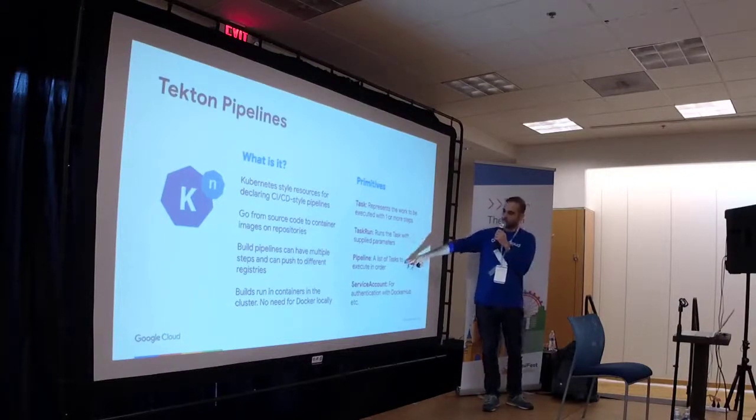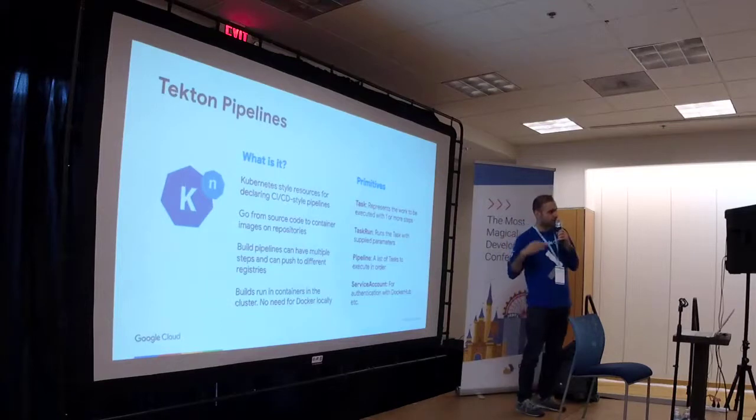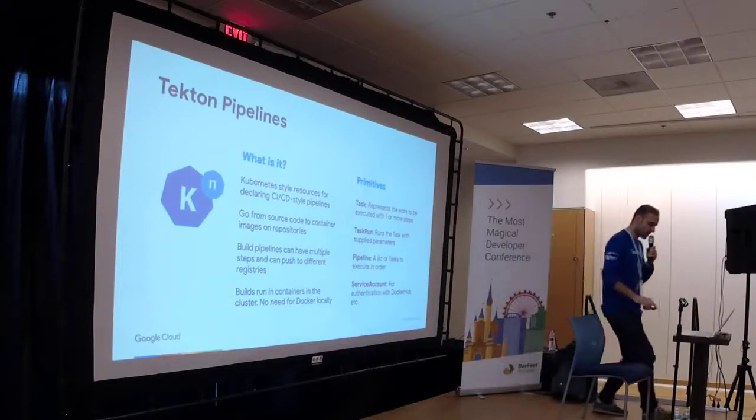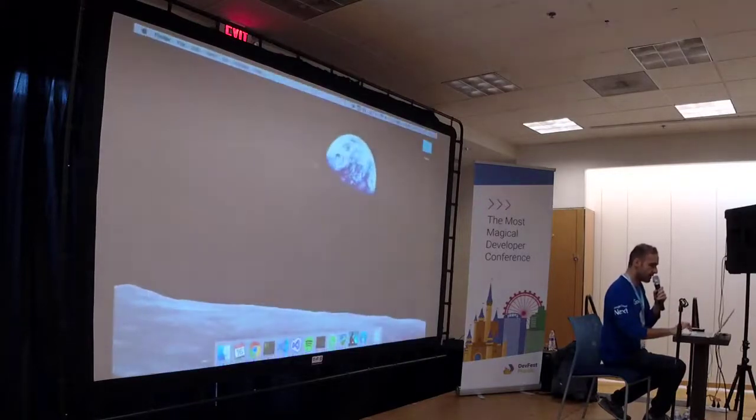Then you create a pipeline of multiple task runs, and you can use service accounts to authenticate with places like Docker Hub. So you can use Tekton basically to build things like this. And I just want to show you a quick example of, let's say you want to build a Docker image and push to Google Container Registry so that you can use that image in your Knative services. How can you do that? Let's just take a look.